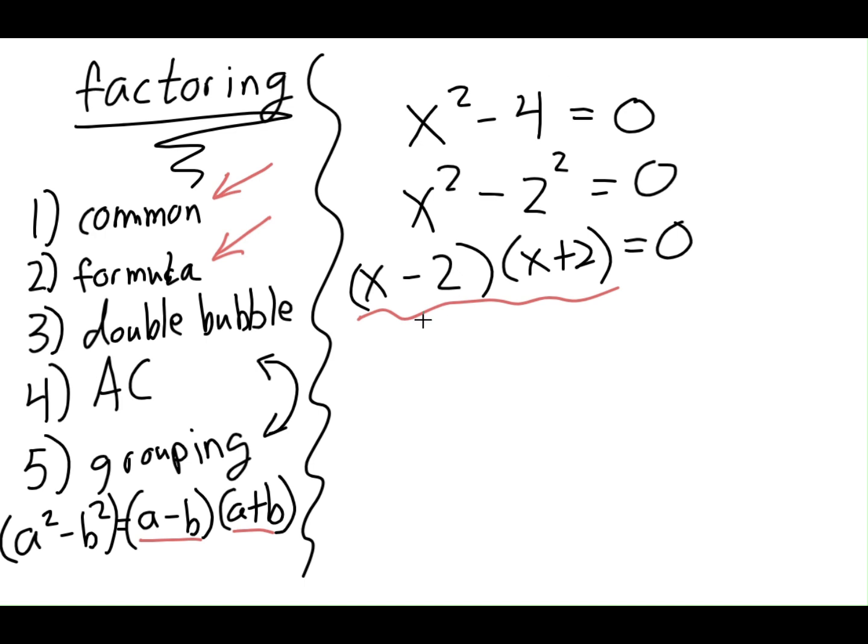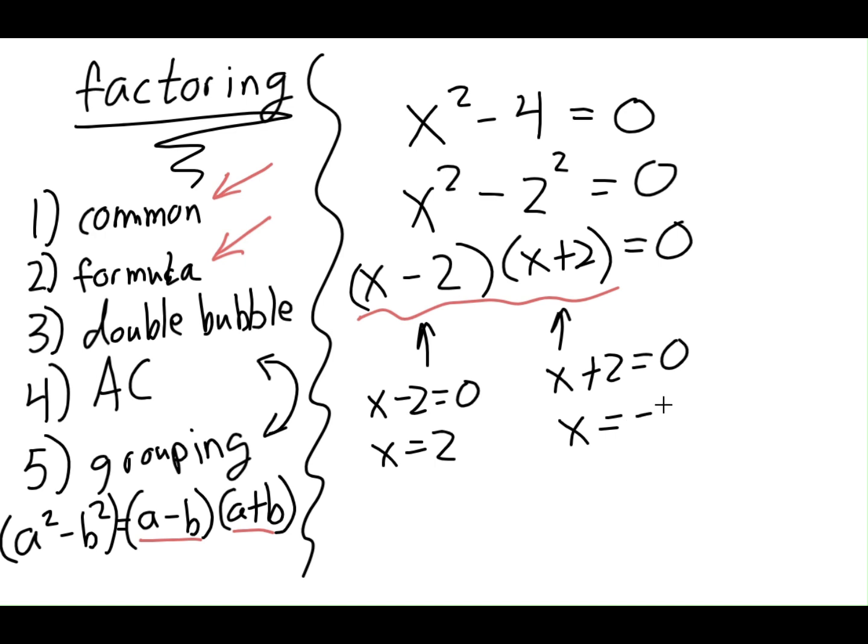Now we just have to say, okay, the only way these can be equal to 0 is if this one's 0 or this one's 0. So if x minus 2 is equal to 0, we'll add 2 to get x equals 2. And if x plus 2 is equal to 0, we'll subtract 2 to get negative 2. Hey, that's the same thing we got before. Which is what's really nice about math: you can do it all sorts of different ways, and you should still get the same answer. If you don't, well, you made a mistake.